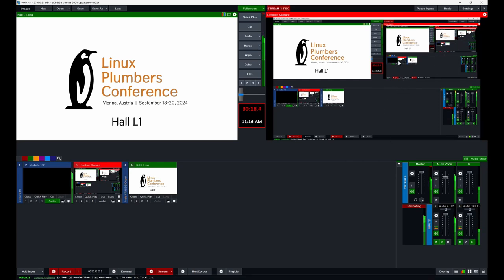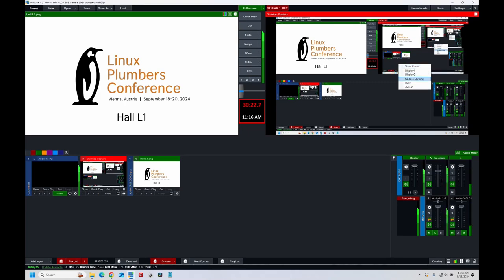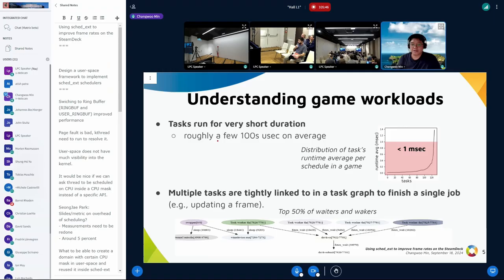The first important fact is that a task runs for a very short period of time. Roughly speaking, once a task is scheduled, it just burns a few cycles, 100 or 200 microseconds on average, and then goes to sleep. The graph on the right-hand side shows the average runtime per schedule across the different tasks.